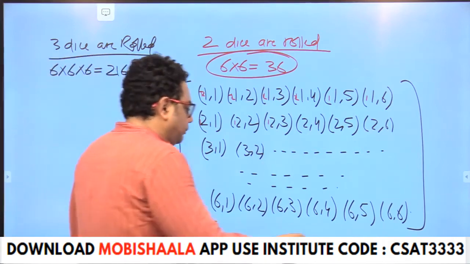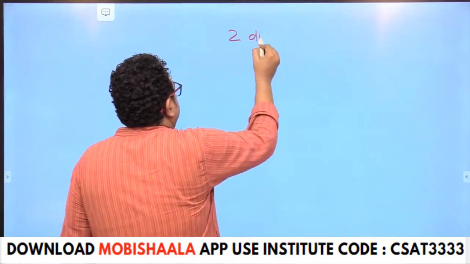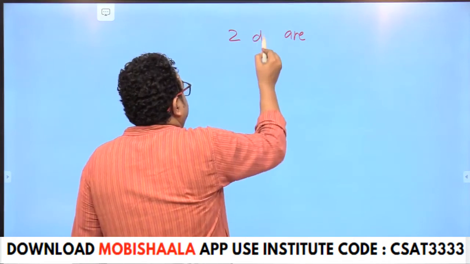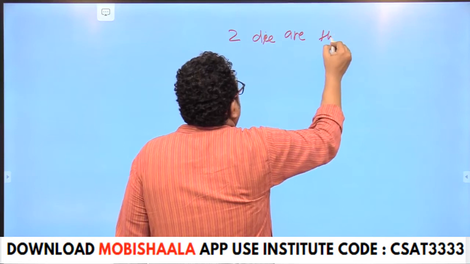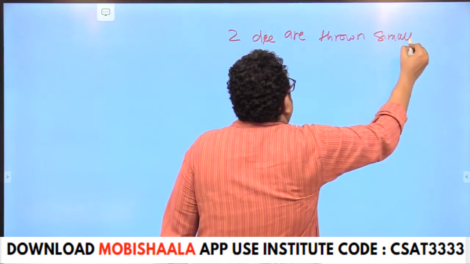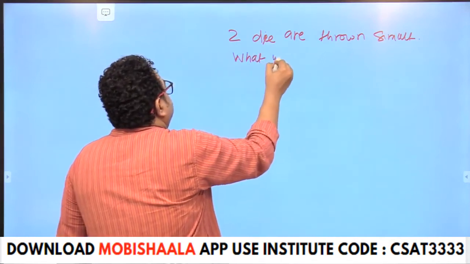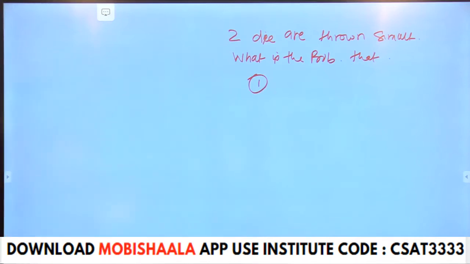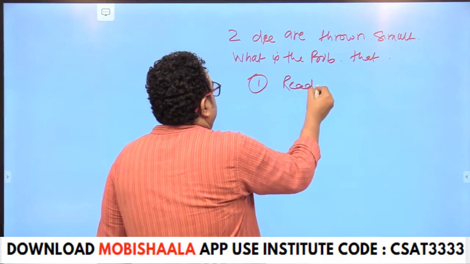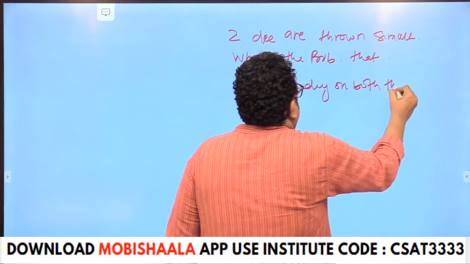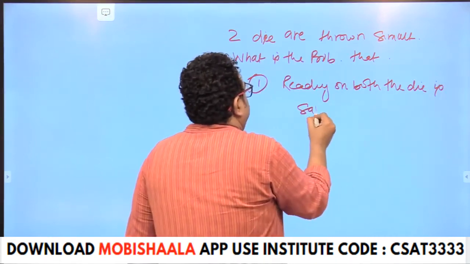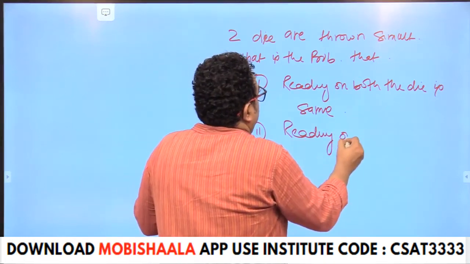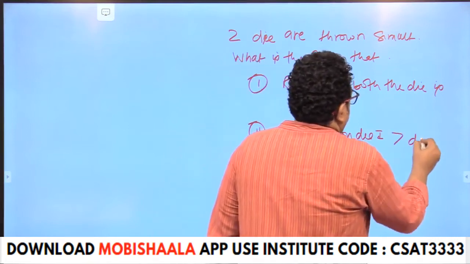So, for example, I say 2 die. I think you should not write dice, dice is a plural. 2 die are thrown simultaneously. What is the probability that, question number one, the reading on both the die is same. Second, the reading on die 1 is greater than that of die 2.